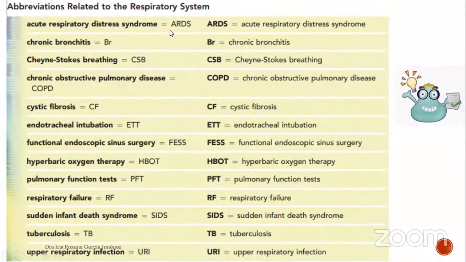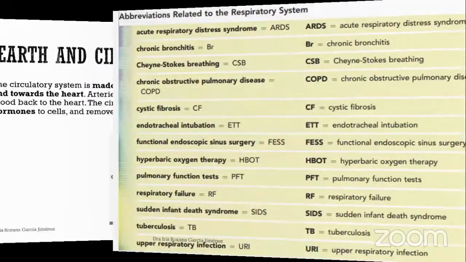Abbreviations, again, the common ones, just for practicing, for checking this information. You have the ARDS, chronic bronchitis, Cheyne-Stokes breathing. So you have the chance to check all of this information, okay? Practice on this. Very important in my opinion, very common while writing down. So let's take it into account.